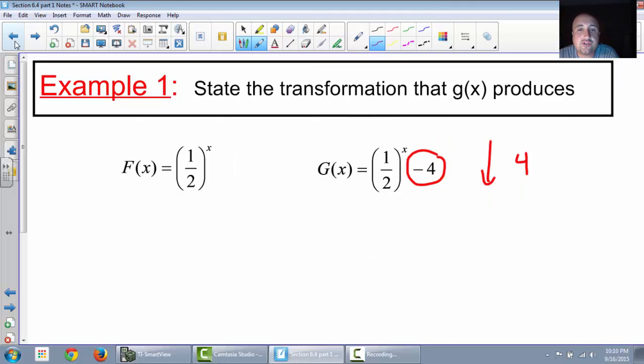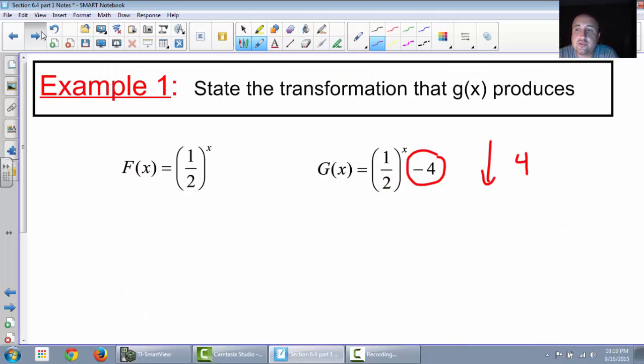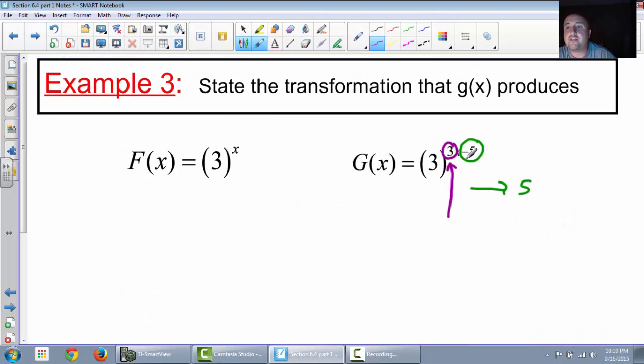Okay, so let's go back to our stretches or our shrinks. Notice that the horizontal stretch or shrink is the one that multiplies by a number. So if it's multiplying by a whole number, it's actually a shrink by the reciprocal of it. So the reciprocal of 2 is 1/2. So let's go by this one. This one was multiplying by 3, so it's going to be a horizontal shrink by the reciprocal of 3, which is 1/3. Okay, so those are the two different types of examples there.